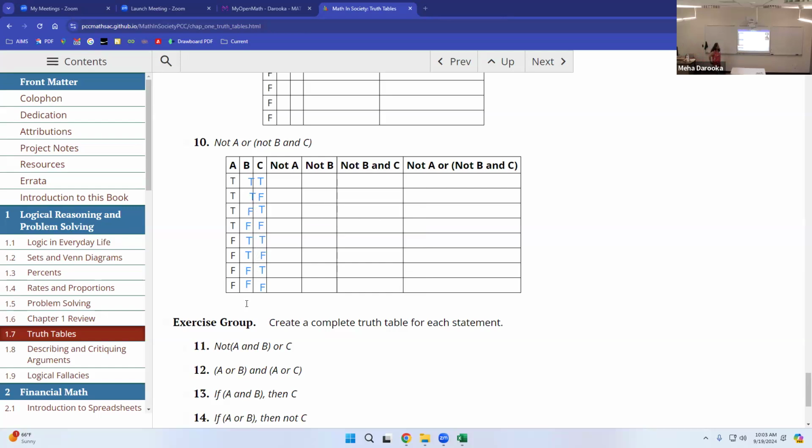You can see we are talking about not A. That means we're doing a negation on A. Right now A is going to be all four trues and then all four falses. So reverse that order in the not A column, which means the first four are going to be false. And then, of course, the falses become true, so the last four are going to be true.